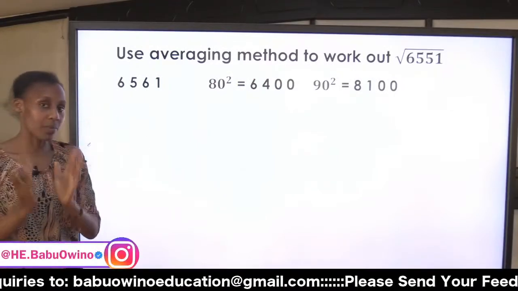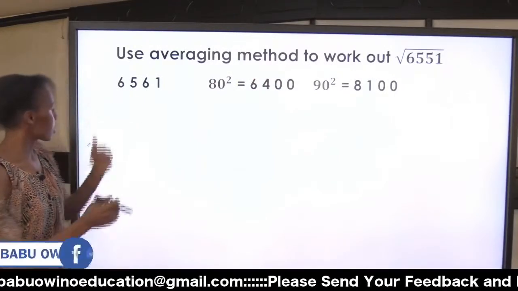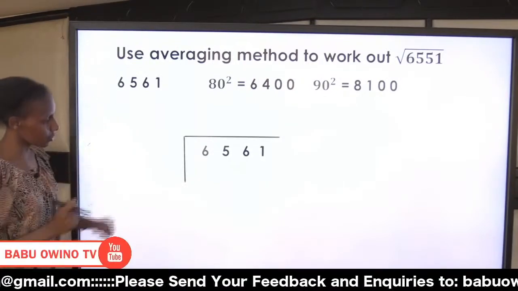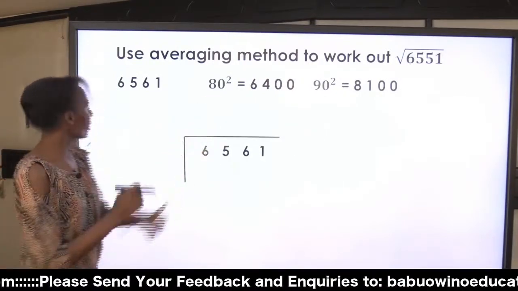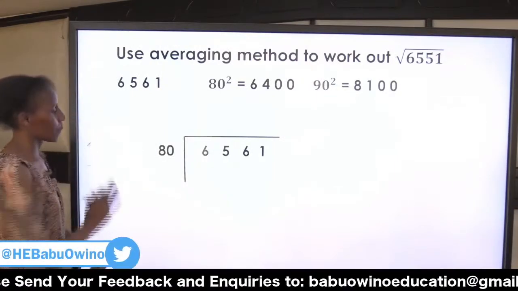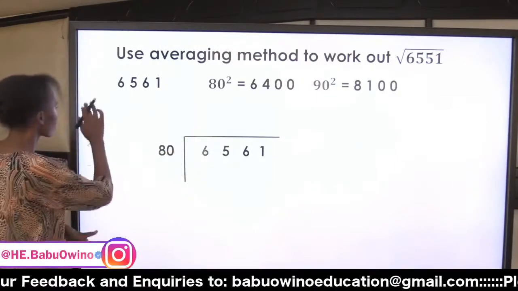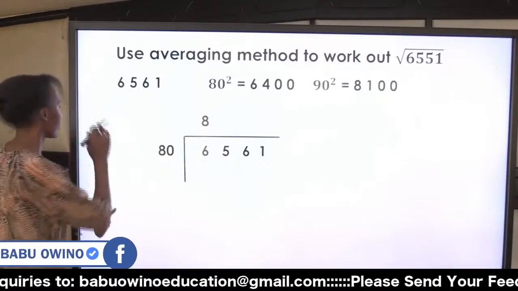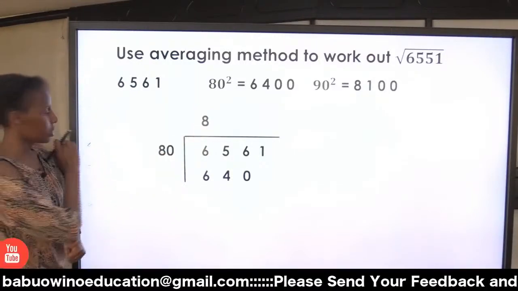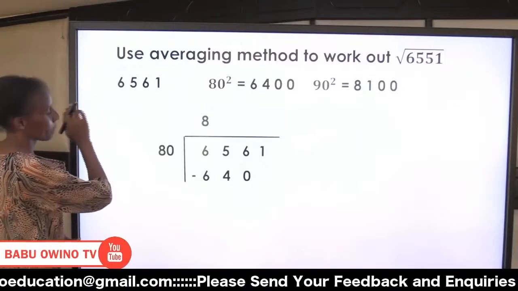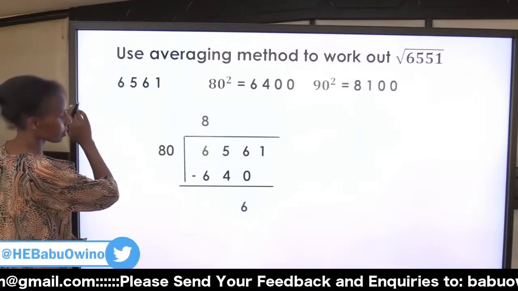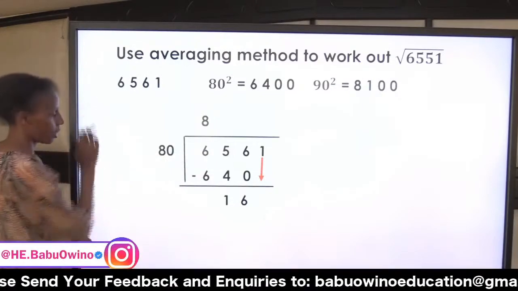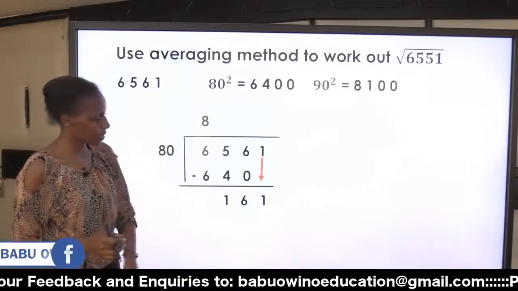Remember, we have to estimate a square root. So 6,561, I divide by 80. It goes 8 times, because 8 times 80 is 640. Take away, you get 1. Then now we drop our 1 here. We have 161.